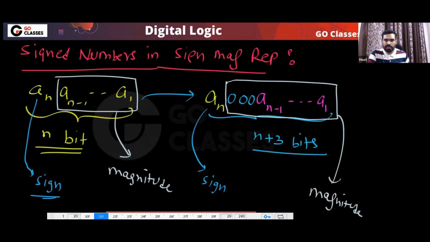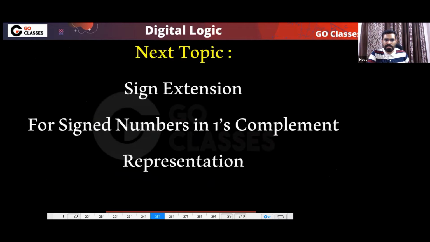Remember, the same thing you can do for n plus 6 bits. If you want n plus 6 bits, then what will you get? The sign will not change, so the sign will be a_n, and there will be 6 zeros after the sign bit, and then there will be the magnitude. Okay, so this is the idea. I hope this is clear.